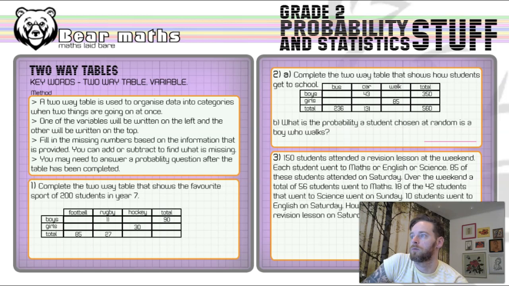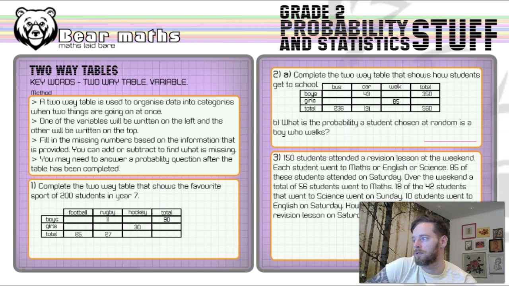The two-way table is used to organize data into categories when two things are going on at once. One of the variables will be written on the left-hand side and the other will be written along the top. There could be a number of different options within those variables. Fill in the missing numbers based on the information that's provided, and you can add or subtract to find what's missing. You may need to answer a probability question after the table has been completed. That's quite a favourite of exam questions.